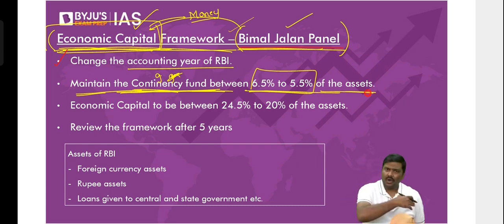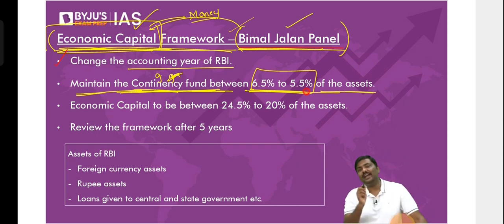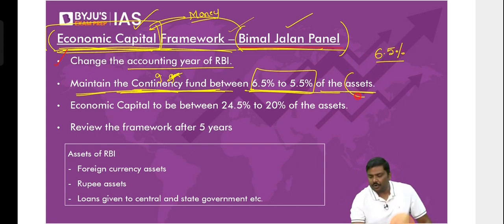It has been implemented, by the way. All these have been implemented. Now, what do you mean by 6.5% to 5.5% of the assets? They've accepted the higher level, 6.5%. But what do you mean by this? Let me explain. First and foremost, look at the term assets here.